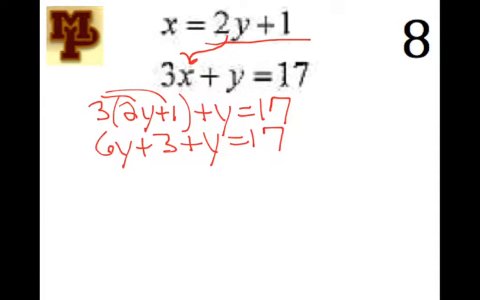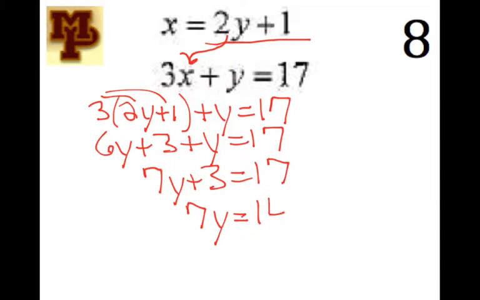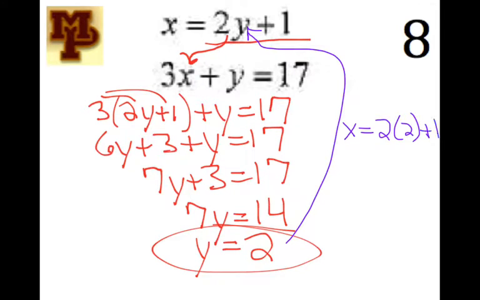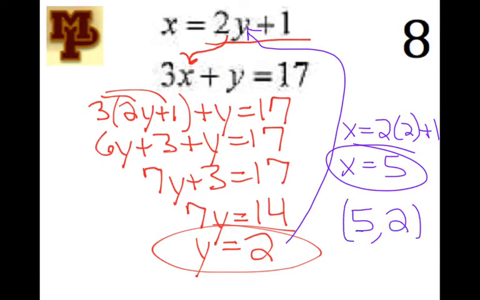We're going to add the y's together. So 6y plus y, that's 7y, plus 3 equals 17. 7y equals, and you can subtract 3 from both sides, so that's 14. Y equals 2. So y equals 2, then we'll go ahead and take that and plug it in right there. So now we can say that x equals 2 times 2 plus 1. So x equals 5. So put the two together, so we have 5 comma 2. And we can circle that.